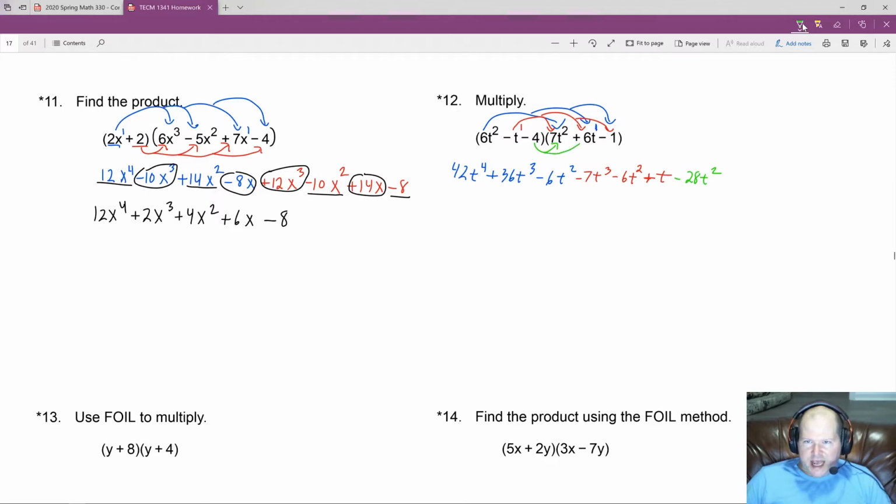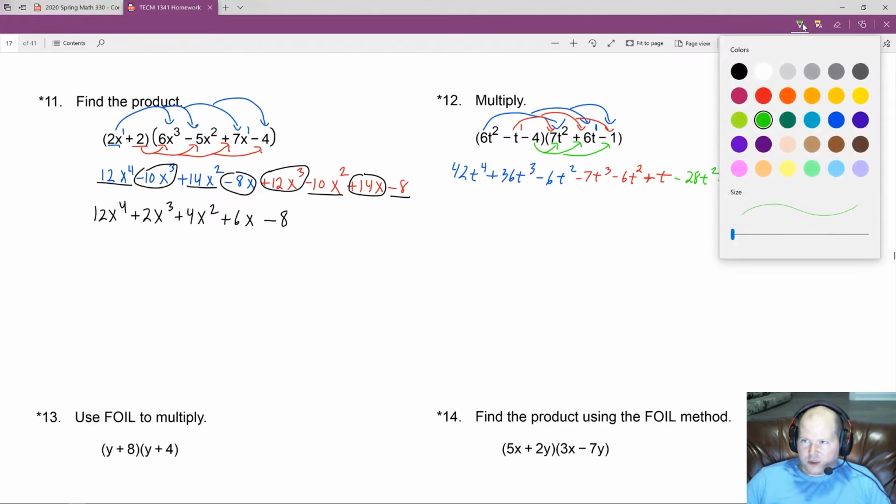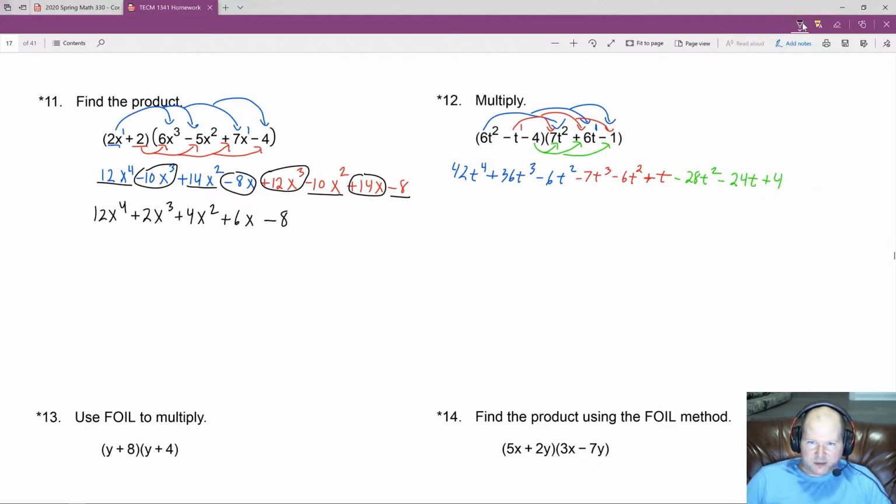Next, we're saying negative 4 times positive 6t. So a negative 4 times a positive 6 is a negative 24, and we'll keep the t. And then finally, we say negative 4 times negative 1, which gives me a positive 4. So at this point, we're simply going to combine like terms. First term is a fourth power, so we're just going to keep it. Don't need to worry about that.